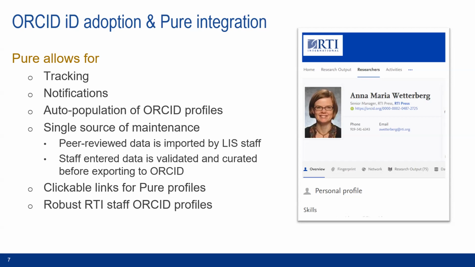The staff in the library actually populates their Pure records with all of their indexed peer-reviewed journal articles out of Web of Science and PubMed. And so they don't have to enter any of that themselves. It goes into our Pure instance and then is exported over to their ORCID profile. All of the information is validated and curated before going over to ORCID. So we know that the information that's being seen publicly is clean and correct, which sometimes, especially early with ORCID, was a little harder to do.